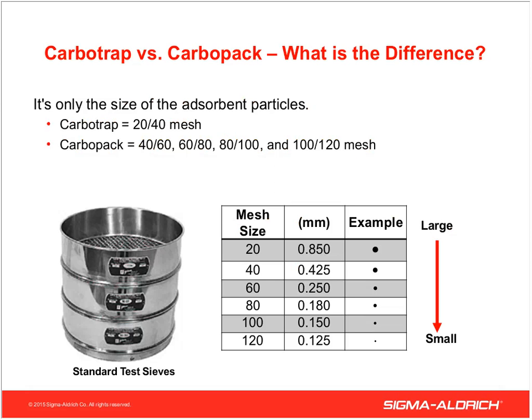So what's the difference between Carbotrap and Carbopack? It's the same material. It's just the size of the adsorbent particles. After they're manufactured, they're placed in a sieving screen to collect the various sizes. The smaller the mesh size number, the larger the particle. Common mesh sizes include 20-40 mesh, 40-60, 60-80 for thermal desorption applications.